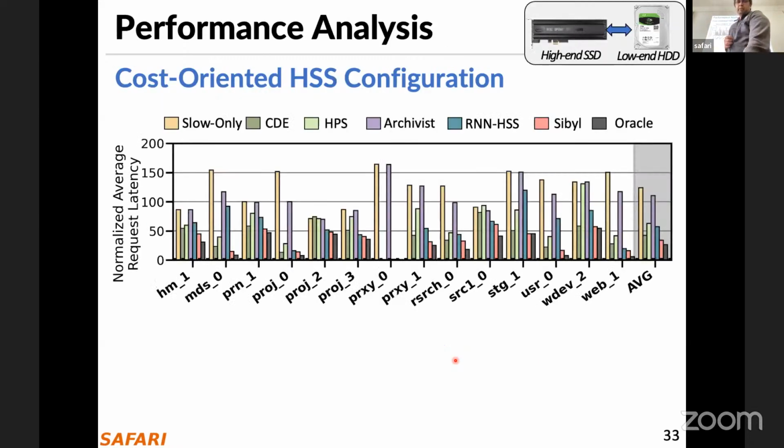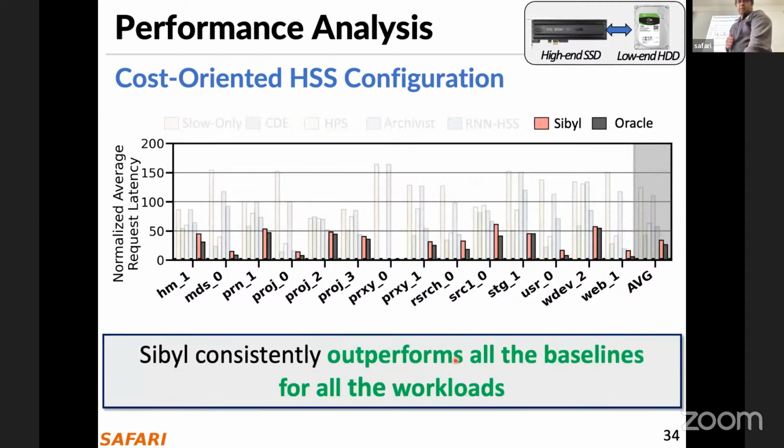On the cost-oriented HSS configuration, we again show the normalized average request latency, and Sibyl is shown in this brown color, maybe pink, red. You can see that across all the workloads, Sibyl performs well compared to the prior approaches. In some places you can see that the difference between the Oracle and Sibyl is not so much. So it consistently outperforms all the baselines.